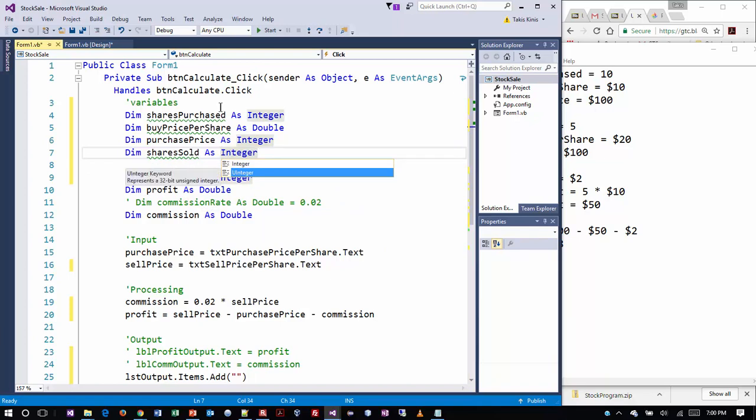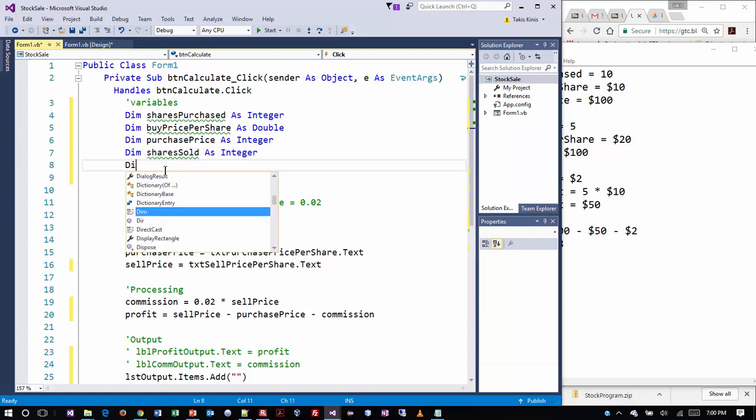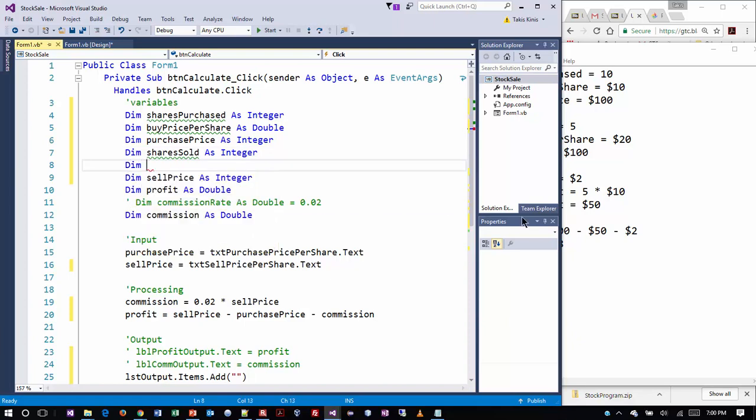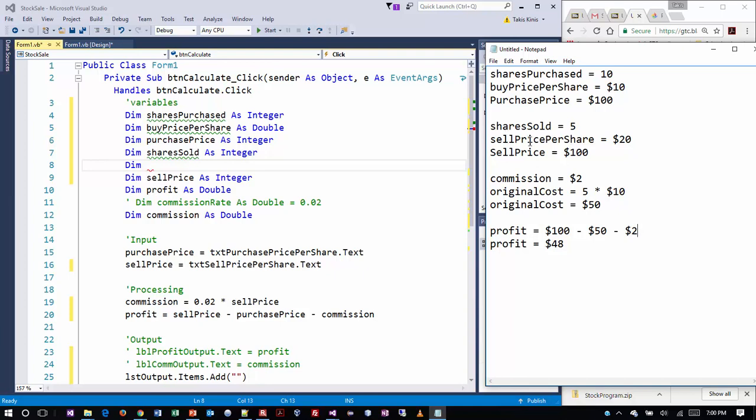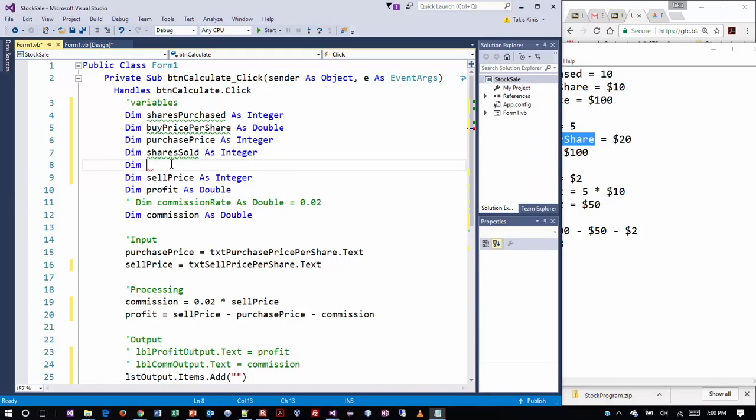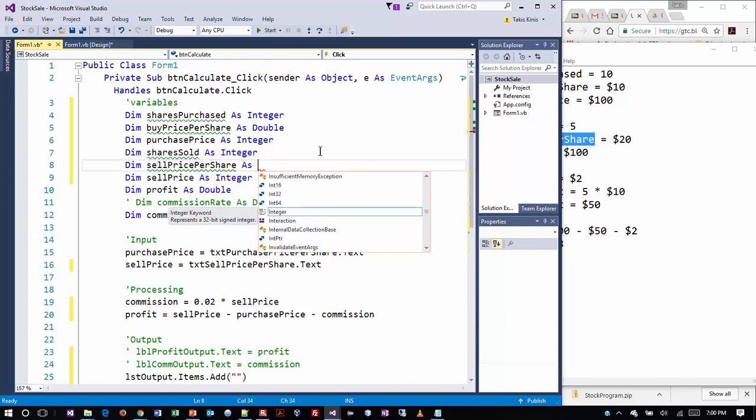Then I'm going to go down to the next line. Add another variable. And this time I'm going to call it sell price per share. Just copy that. Paste it as, and what do you think? Same thing we did with the purchase price, and we'll make that a double.